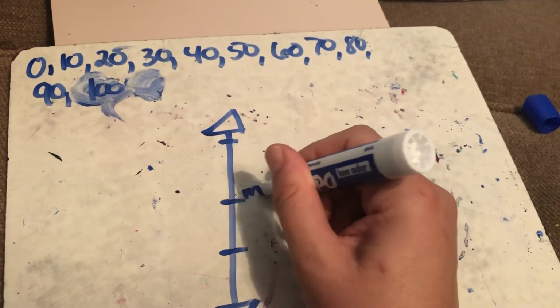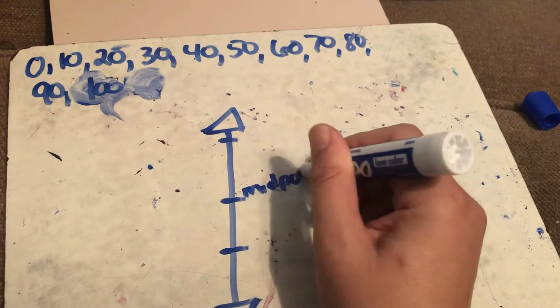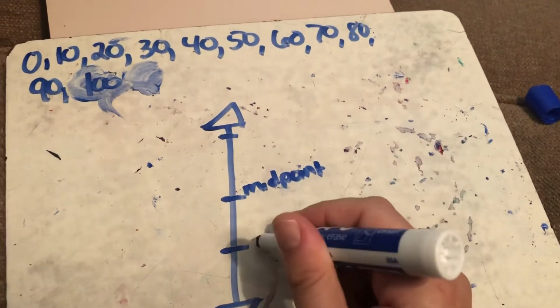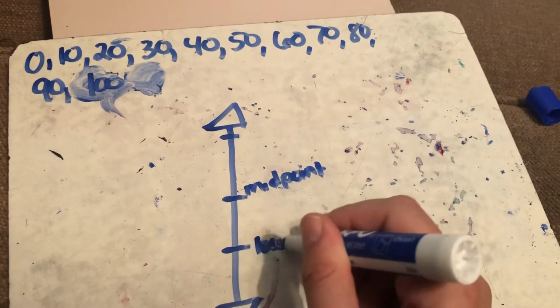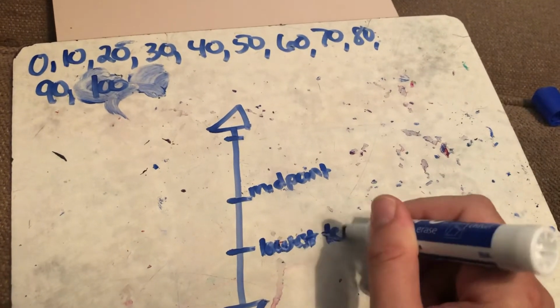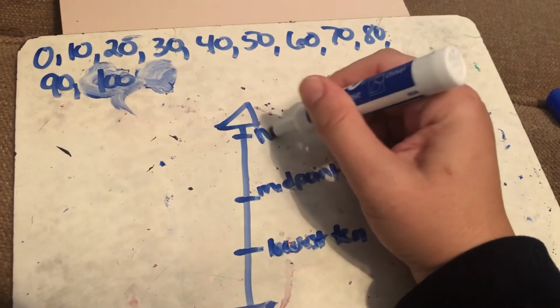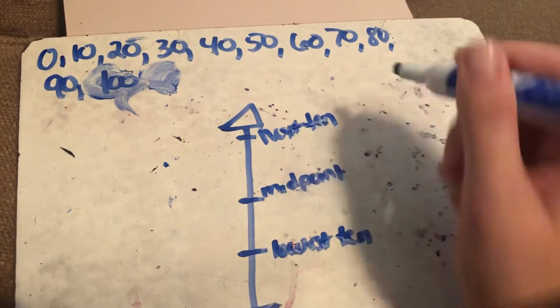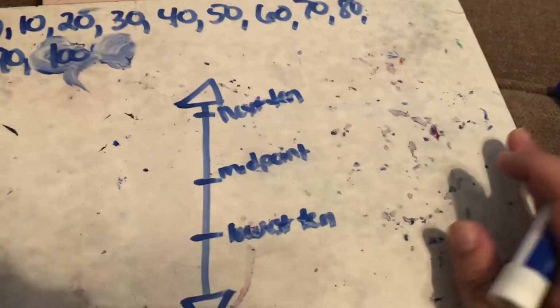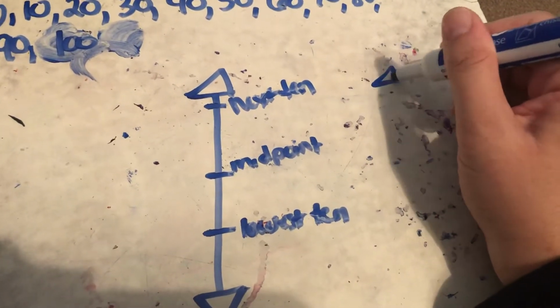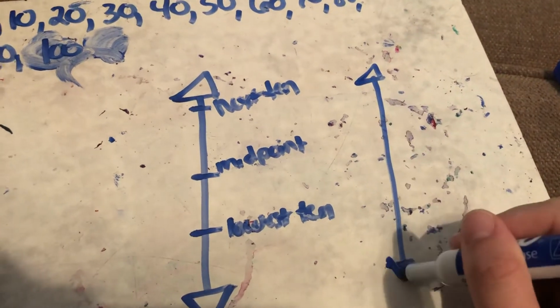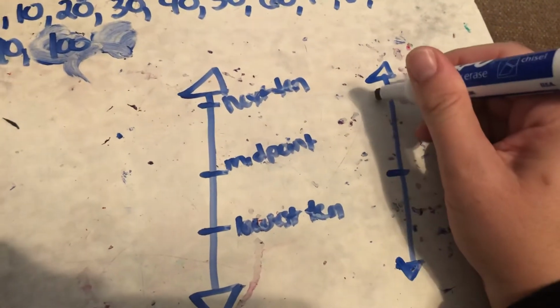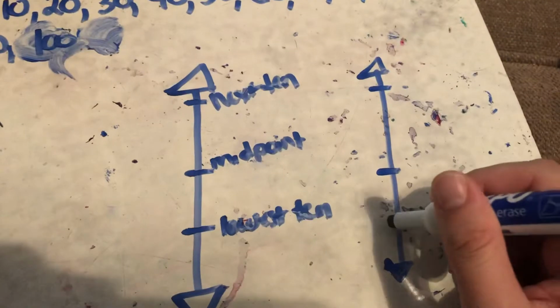Okay, so using the vertical number line, this is going to be our midpoint. So what number's in the middle? Okay, and then the bottom number, this is the lowest 10. And this is the next 10. Okay, all right, so we're going to take the number, we're going to draw another number line. Here's the midpoint, top, bottom.